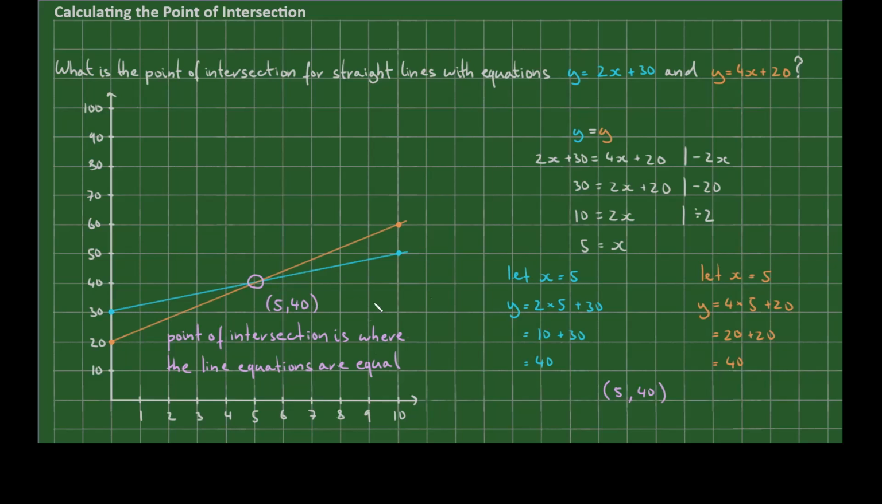In summary, when calculating the point of intersection, the first step is to make the two equations equal. Once we have done that, we solve for x. Once we have x, we substitute it into one of the two equations. For safety, you can substitute it into both. Provided that we have done everything correctly, we should end up with the same result.